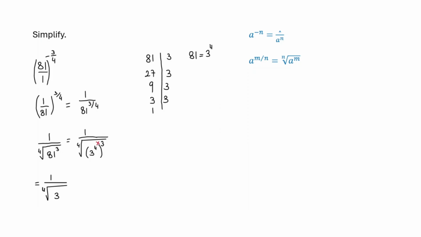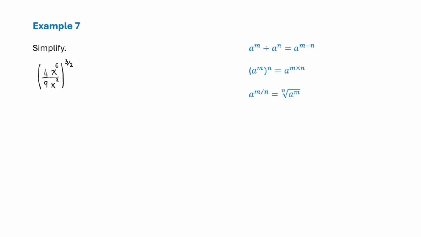4 multiplied by 3 is 12, giving us 1 over the 4th root of 3 to the power of 12. We can then write the 4th root as a power of 1/4. This gives us 1 over 3 to the power of 12 divided by 4. 12 divided by 4 is 3, so we get 1 over 3 cubed. Finally, 3 cubed is 27, so the expression simplifies to 1 over 27.